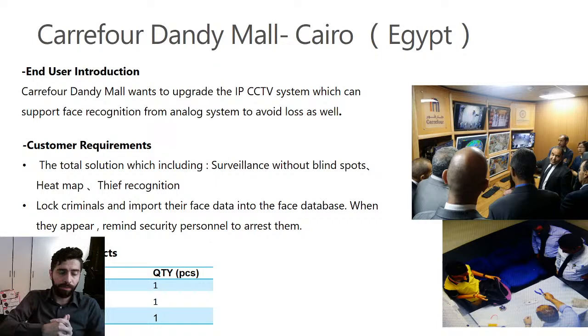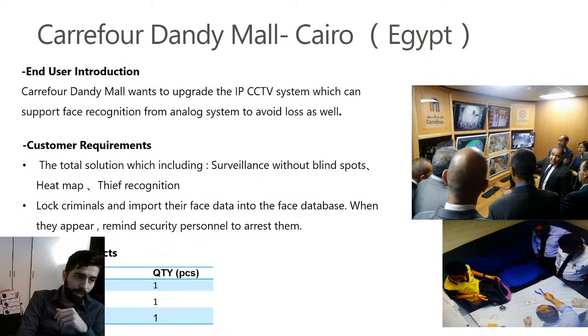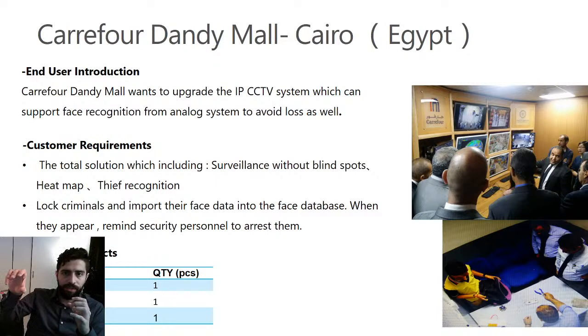Okay, and thief recognition. For example, we caught someone stealing, they import his face to the database, so whenever he comes again to steal or he comes again to the mall, the personnel will be alerted and go to arrest him. Also, you can save that incident when he stole the first time. You can save it and look at that evidence. Okay, so when he comes again, you have this evidence on him.